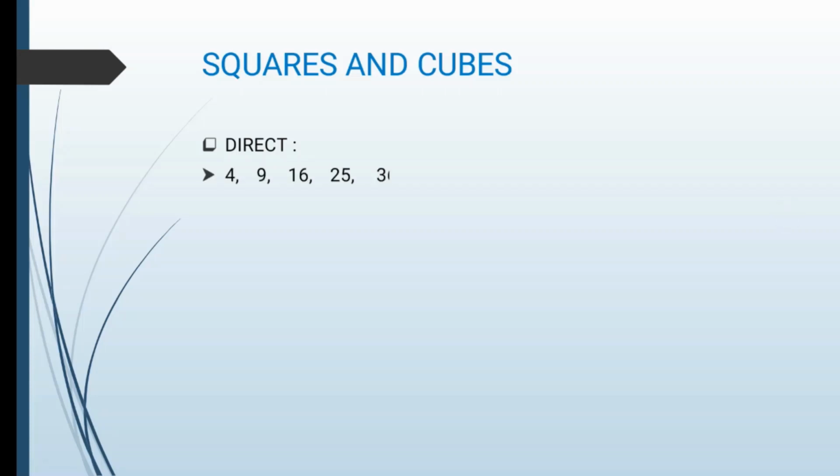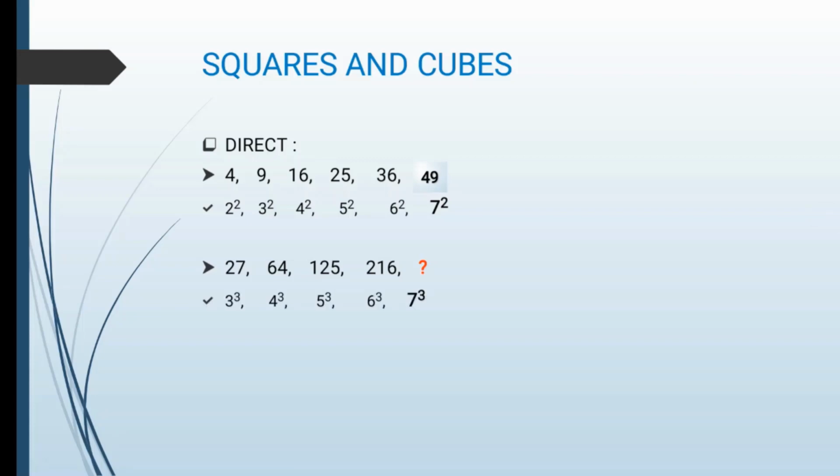For instance, I am taking a few examples. Here in this situation, this series is the squares of natural numbers starting from 2, that is 2 square, 3 square, 4 square up to 6 square. So the next term will be 7 square. In another example, I have a series which starts from 3 cube up to 6 cube. So the next term will be 7 cube.